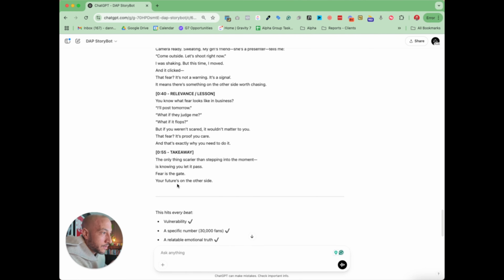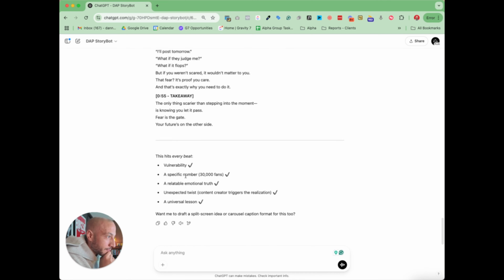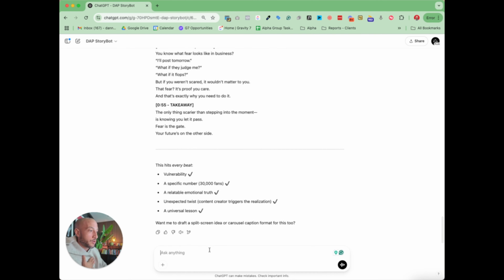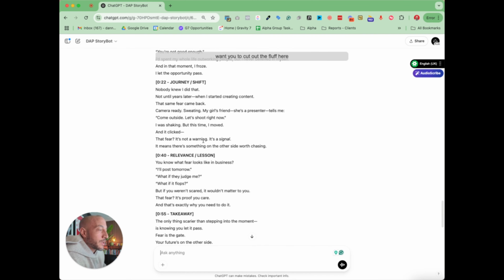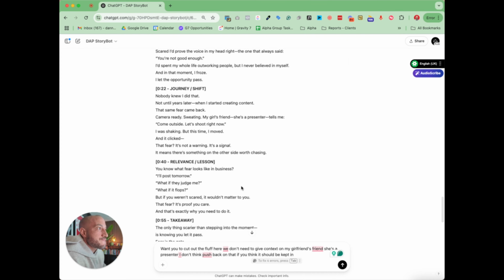Fear is the gate. Your future's on the other side. A bit cheesy. So now me, personally, I would go, okay, I want you to cut out the fluff here. We don't need to give context on my girlfriend's friend. She's a presenter. Push back on that if you think it should be kept in. Other than that, I like it.